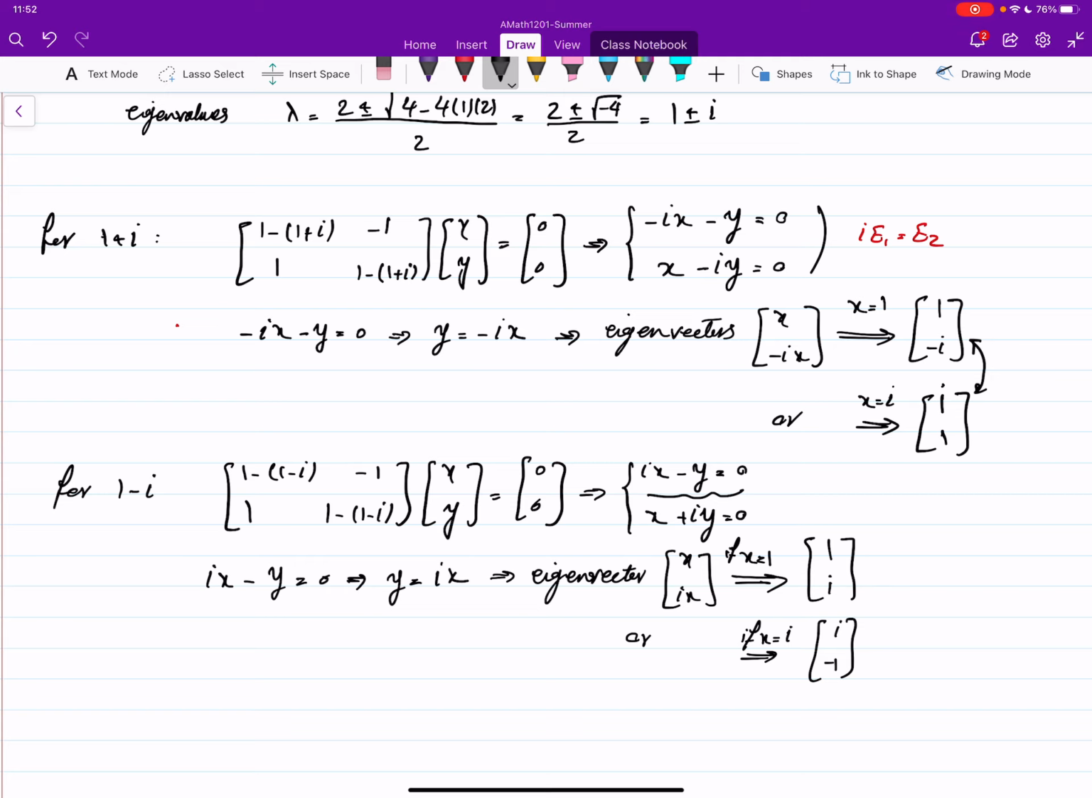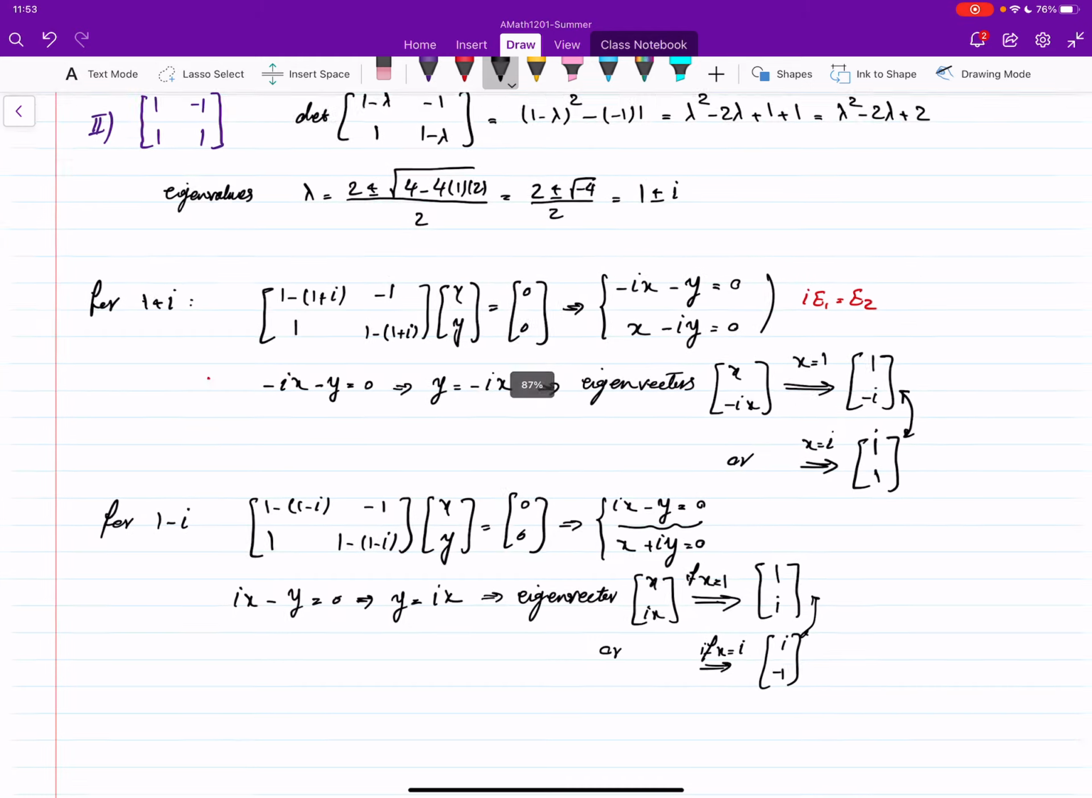So there are infinitely many eigenvectors there for each one of the eigenvalues, but the point is that every single one of them is a multiple of the other one, and that's how you find those ones. Okay.